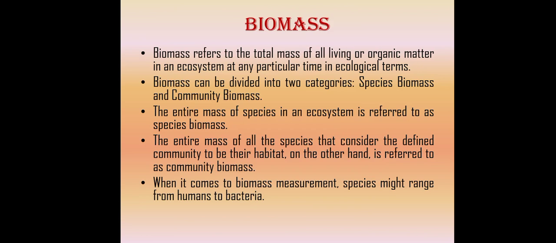The second one is the community biomass. Within that we concentrate on the entire mass of all species present within that ecosystem. Means instead of considering a single species, here we concentrate on the entire mass of all of the different types of species which are present within that ecosystem. This is called the community biomass. When it comes to biomass measurement, the species might range from humans to bacteria. Here we concentrate on macro to microorganisms.